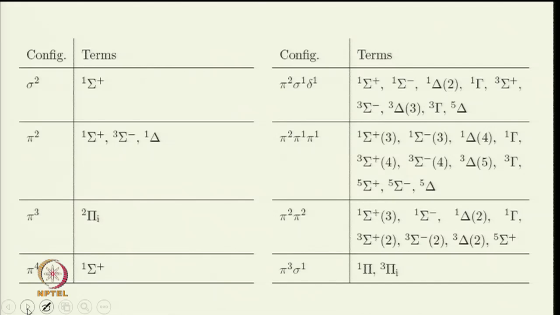So, here I have written configurations and different terms. If there is sigma 2, then you will get 1 sigma plus. So this is your lambda, and this is your symmetry with respect to the reflection plane. Similarly, for pi 2 you can write different terms, and for pi 3, pi 4, there are different kinds of configurations and corresponding terms.